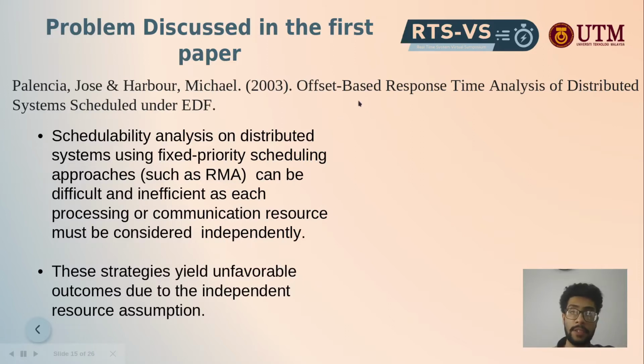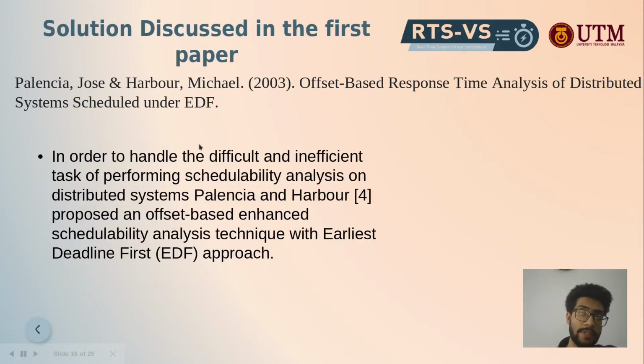The first paper discussed offset based response time analysis of distributed systems. Here the earliest deadline first approach was used, and then an additional parameter, offset, was added. The problem discussed was that distributed systems using fixed priority scheduling approaches can be difficult and inefficient, as each processing or communication resource must be considered independent. These strategies yield unfavorable outcomes due to the independent resource assumption. The solution discussed in the first paper was that in order to handle the difficult and inefficient task of performing schedulability analysis on distributed systems, an offset-based enhanced schedulability analysis technique with the earliest deadline first approach would be adopted.